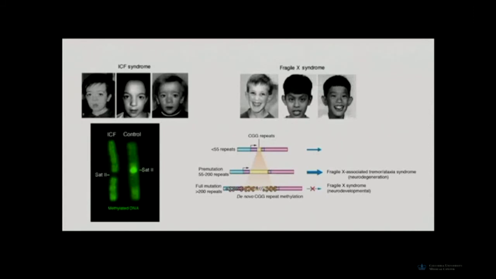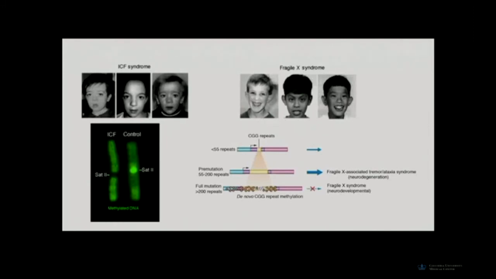These individuals have mutations in the DNMT3B gene, and they're unable to methylate classical satellite, also called satellites 2 and 3. So this is an ICF patient, and this is a control. And there's some abnormal methylation in other regions of the genome. It's most conspicuous at satellites 2 and 3 on chromosomes 1, 9, and 16.